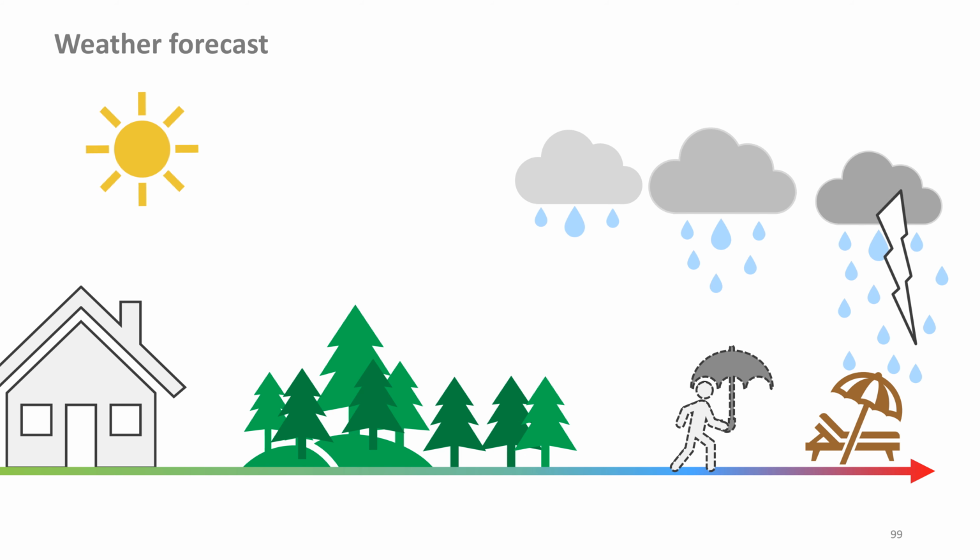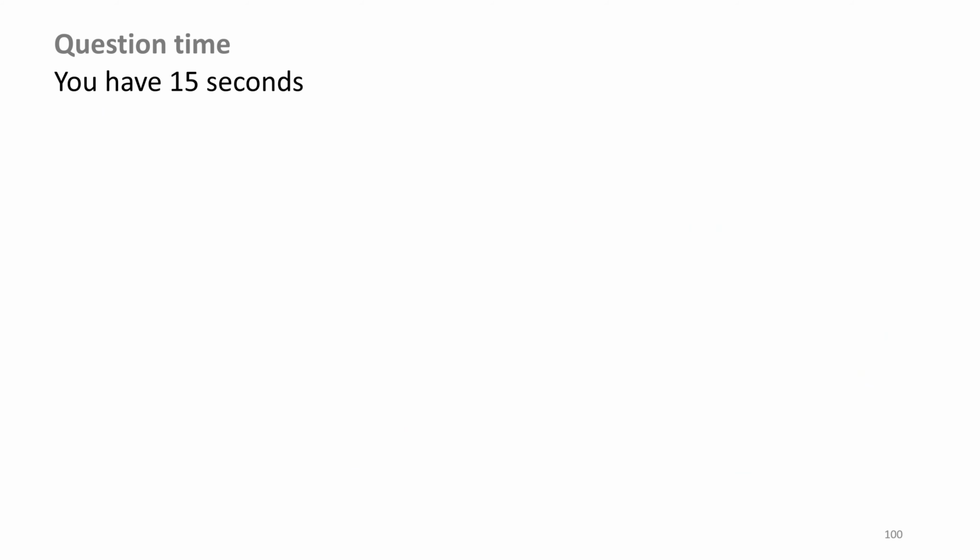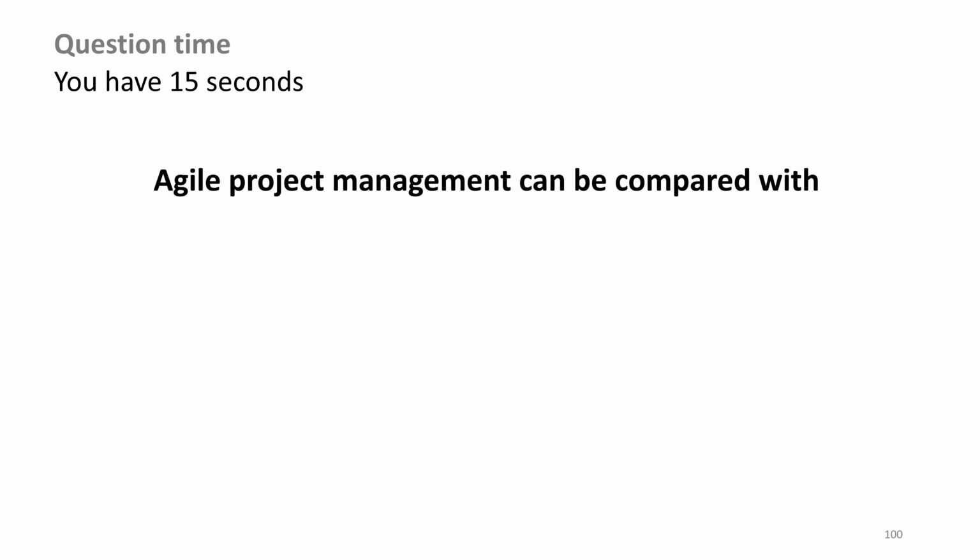Especially in the classical environment, you often have watermelon status reports. In the Agile environment, you still have to get used to the fact that an open status and visible plans are not a bad thing. And here is your last question. You have again 15 seconds. Agile project management can be compared with.